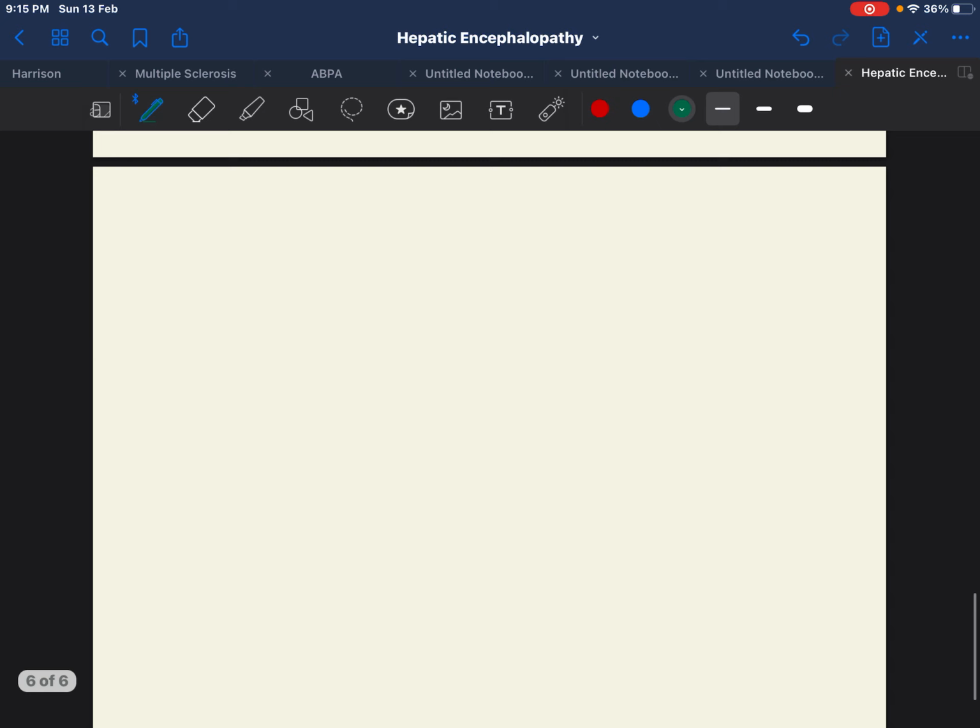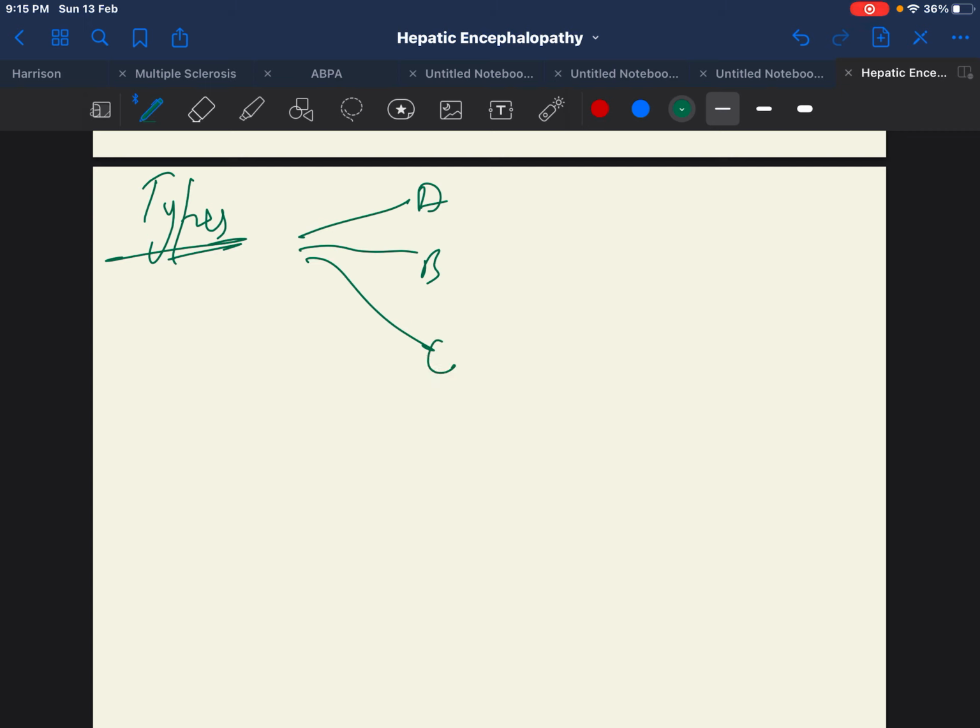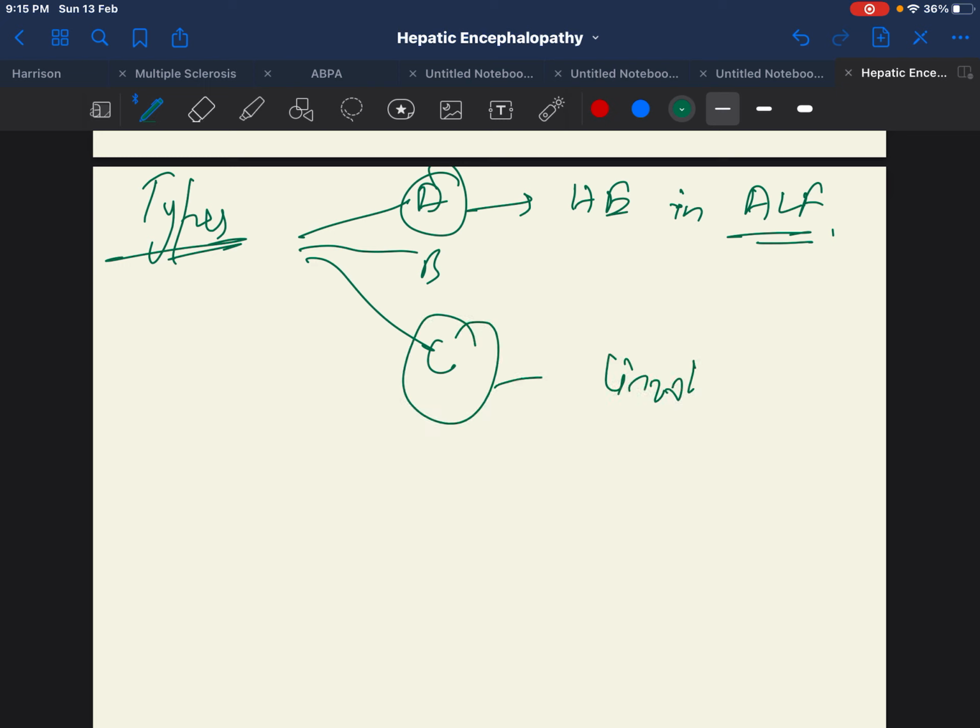So let's go to the types of hepatic encephalopathy. There are 3 types, very easy, that is A, B and C. A is for acute liver failure, so hepatic encephalopathy in acute liver failure. And C is for cirrhosis, cirrhosis with portal hypertension, so hepatic encephalopathy in a patient of cirrhosis with portal hypertension or advanced or chronic liver failure.